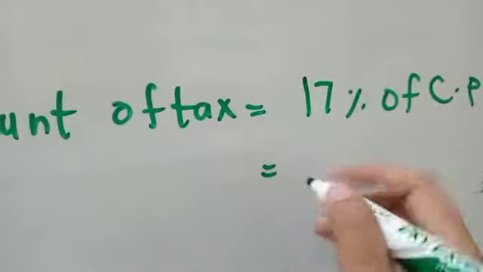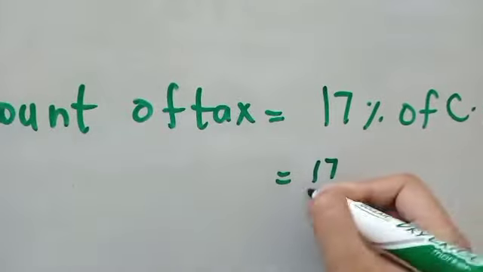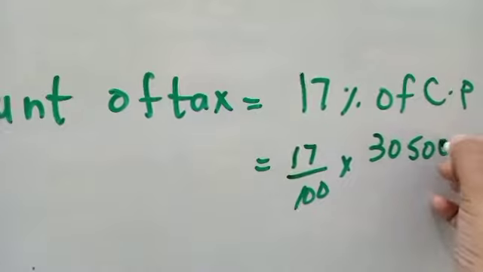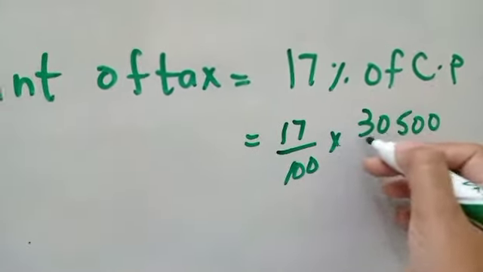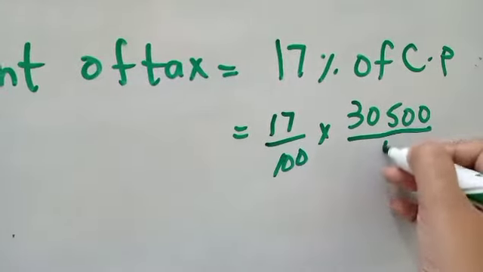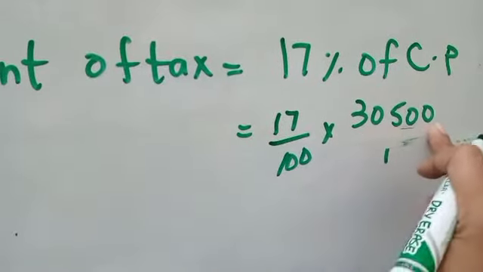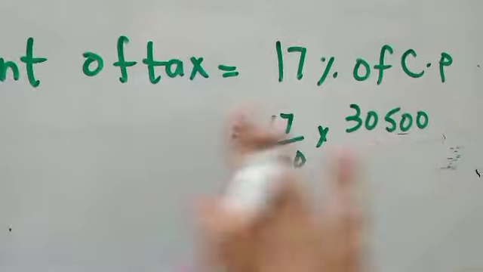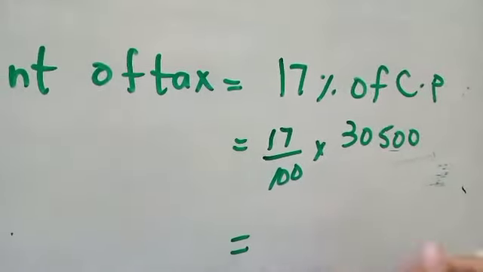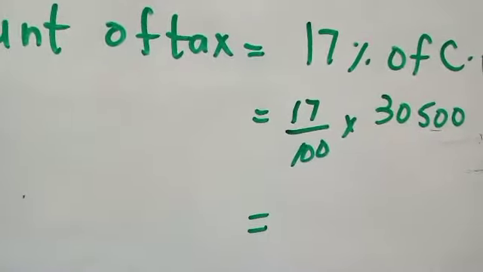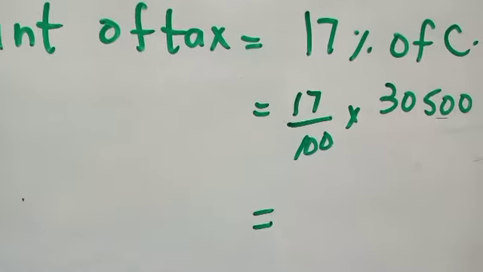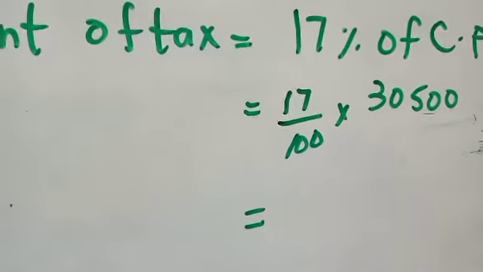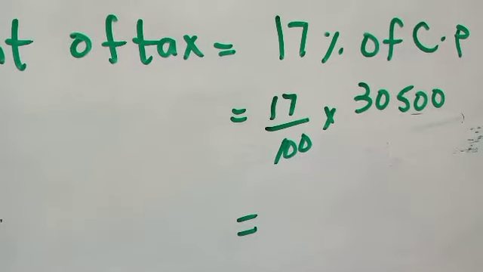Okay, and I hope you will calculate it yourself. I am not doing it. 17 upon 100 multiplied by cost price. You will write 30,500, please consider this as numerator. Denominator there is 1. You do not need to write it, I am writing just so that you do not make mistakes. Okay, do the reduction and bring the final answer and write your answer in the form of a statement. The amount of tax the buyer has to pay on the television set is equal to dash. Okay, calculate it. Now I am doing the third question.